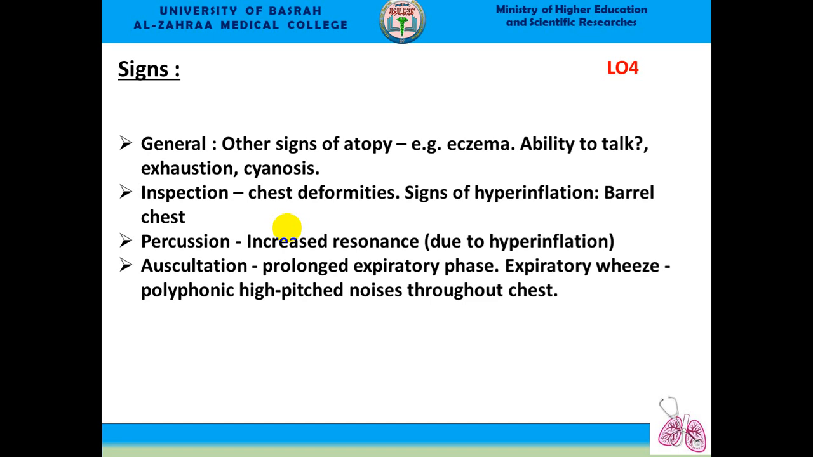And when you put your stethoscope on the chest of the patient, and by this we mean auscultation, there you will hear a prolonged expiratory phase. So the expiratory phase will be longer than the inspiratory phase. In addition to the characteristic polyphonic high-pitched noise wheezes, which is usually expiratory, not an inspiratory wheeze.